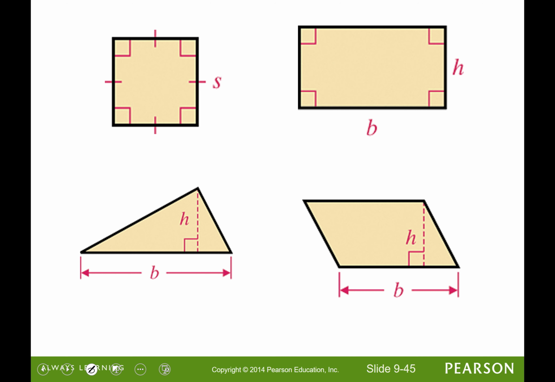Alright, so we have four figures on the board, a square, a rectangle, a triangle, and a parallelogram. I want you to test yourself, see if you can write down the formula for the area of the square, the formula for the area of the rectangle, the formula for the area of the triangle, and the formula for the area of the parallelogram. Go ahead and pause the video and test yourself now.